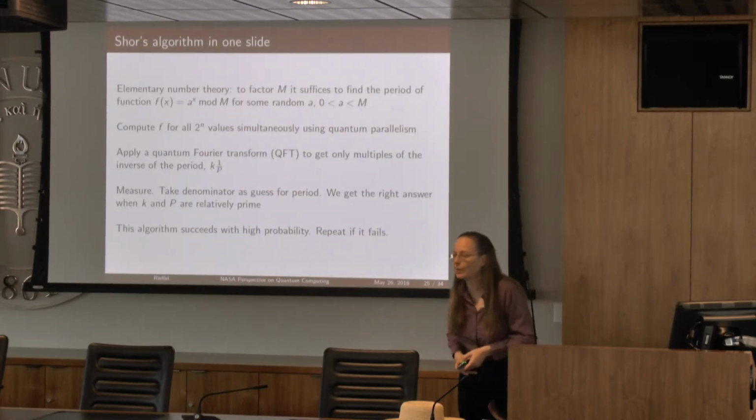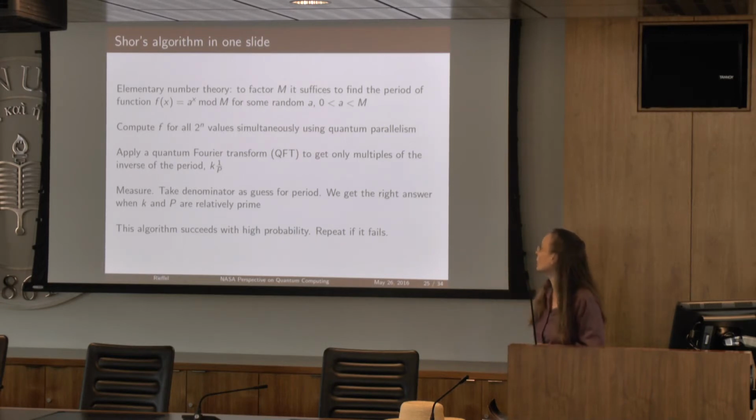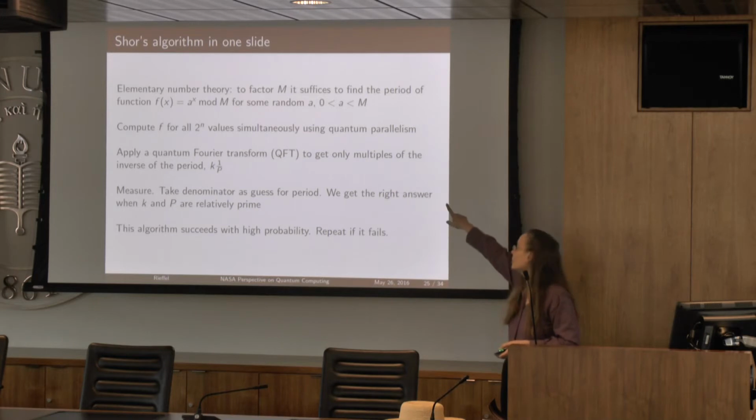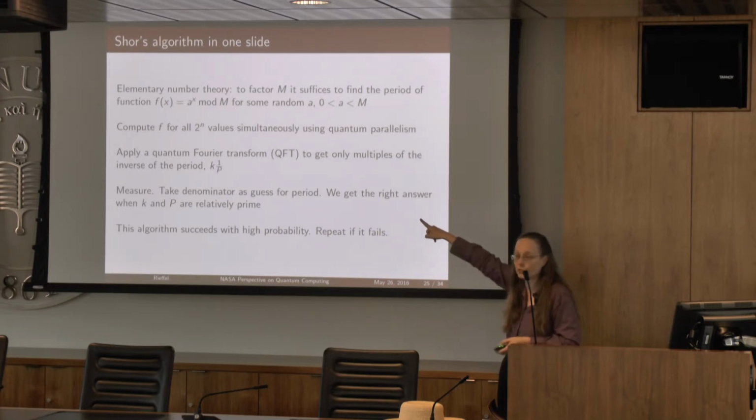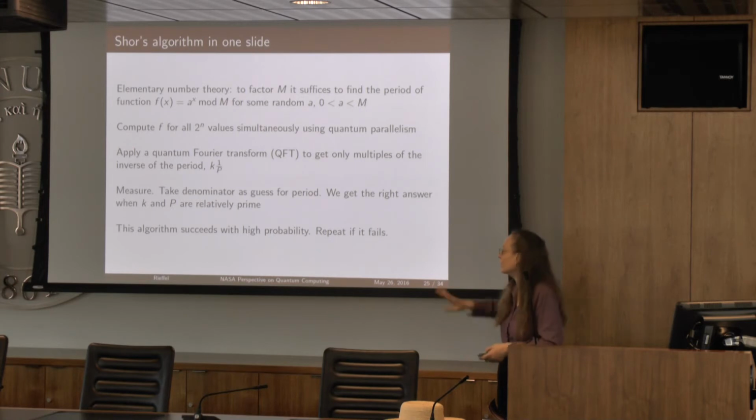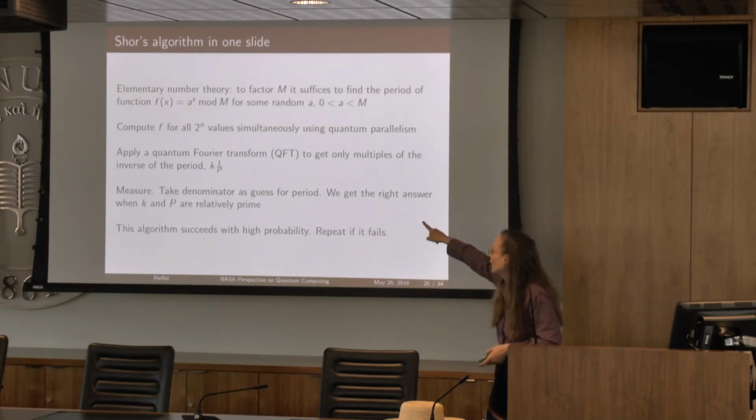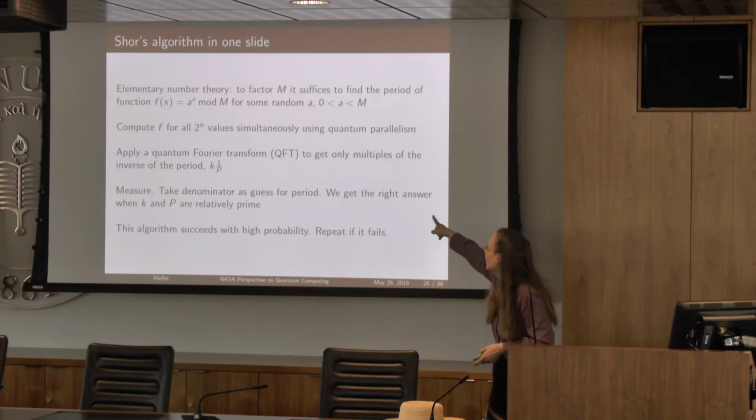So this might be a little bit ambitious, but here's Shor's algorithm in one slide. Okay. So first you use elementary number theory to represent the factoring of a number in terms of finding the period of a certain function. This was known way before quantum computing and is standard in factoring attempts. Then you compute f simultaneously using quantum parallelism. Then you apply a quantum Fourier transform, so you get only multiples of the inverse of the period.